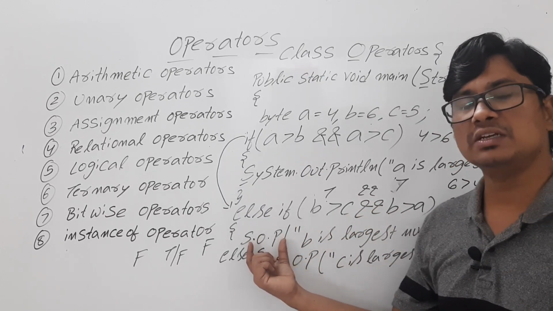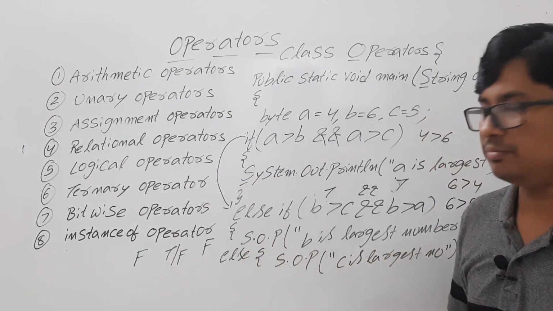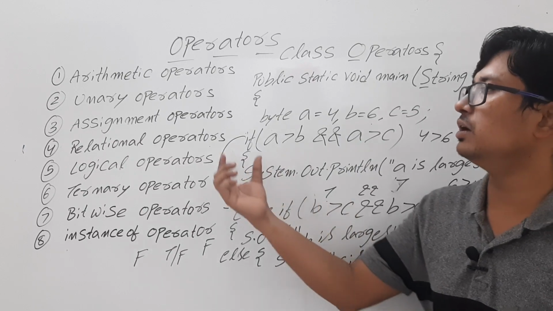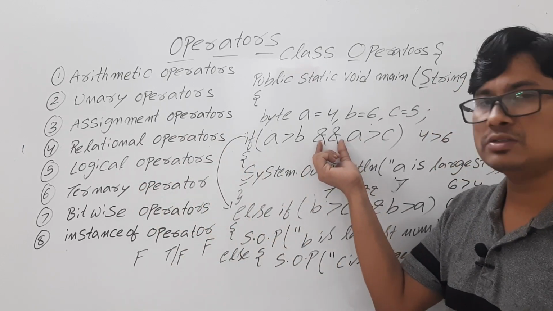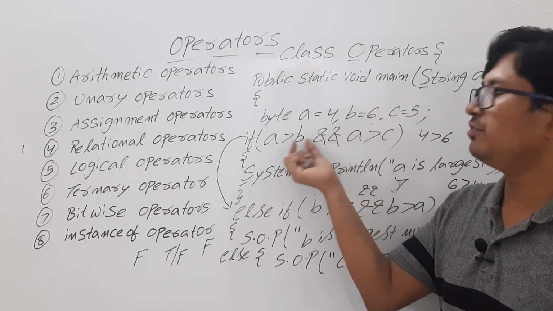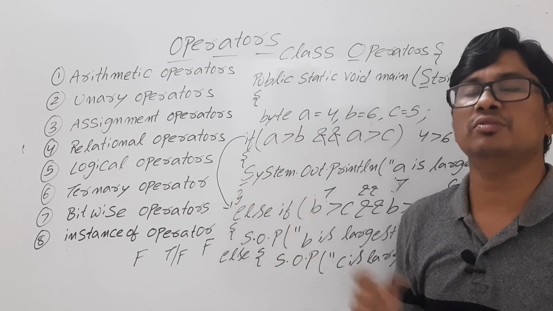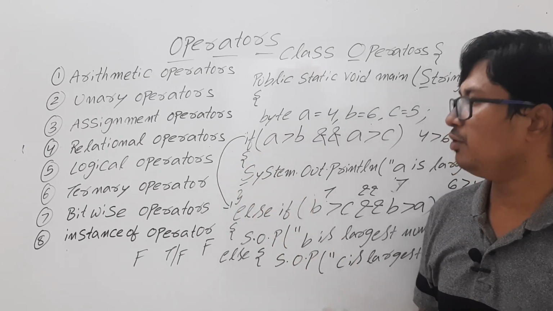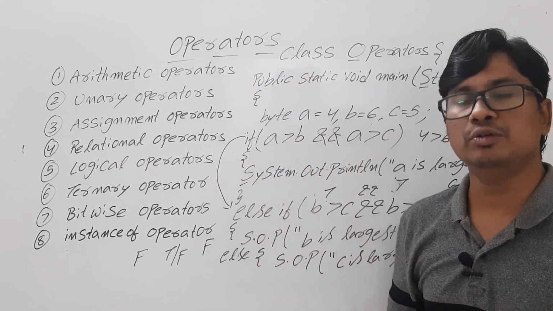So the statements which are there in the else if block will be executed, which is B is the largest number. I hope you have understood the purpose of the logical operators. If you use the logical OR operator here, if any one of the conditions is true, then the statements which are there in the if block will be executed. So I hope it is clear for you. Now let me execute this program and show the output for you.